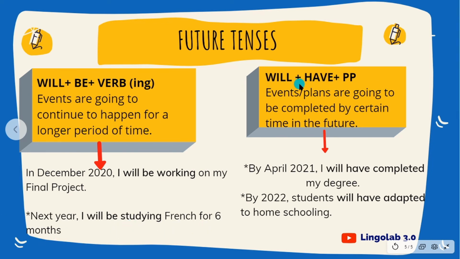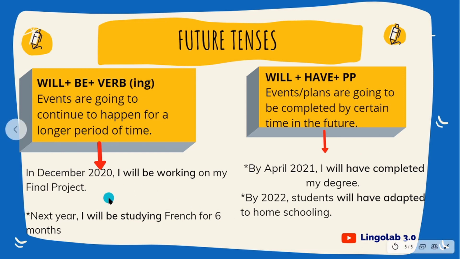The last structure here is will plus have plus past participle. And this is commonly referred to as the future perfect because we're going to be using the past participle here, future perfect. And it is used to express events or plans that are going to be completed by a certain time in the future. Let me explain this. This is like I have a target date in the future, and I believe that something that I will do will be completed or will be finished by this time.